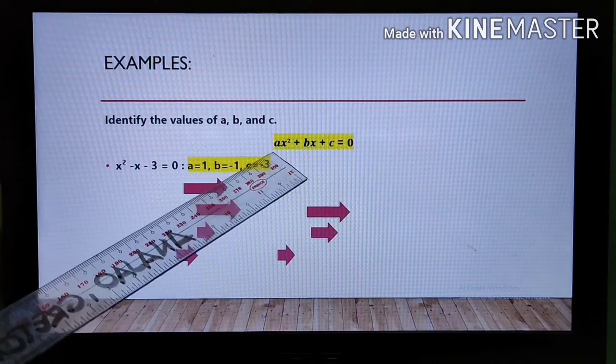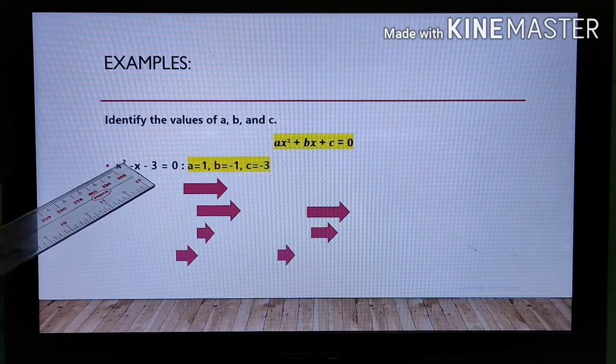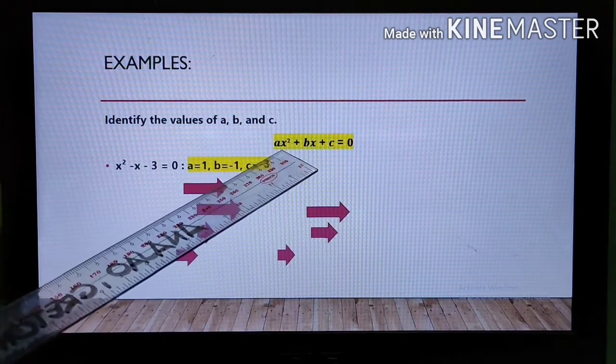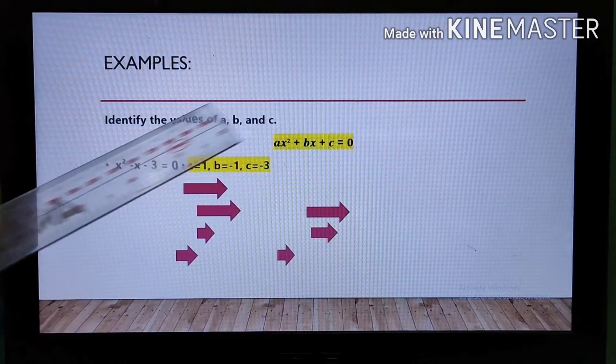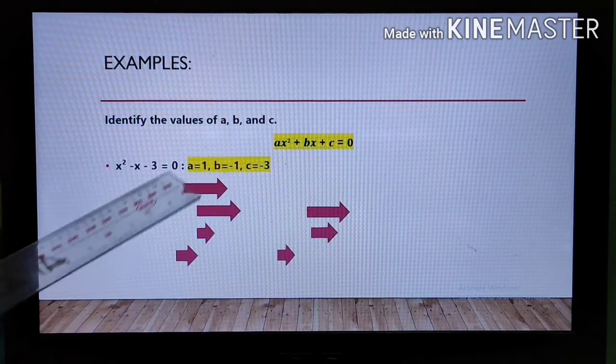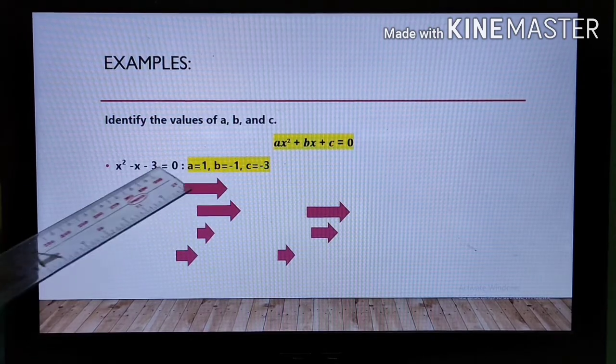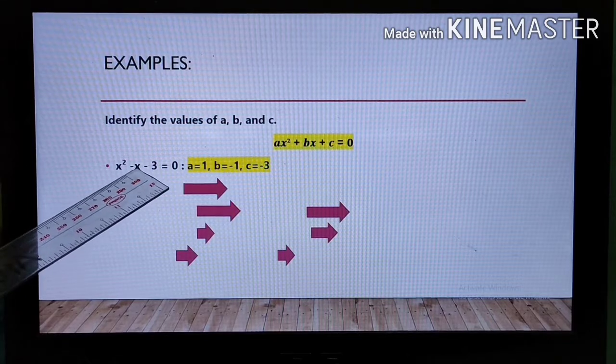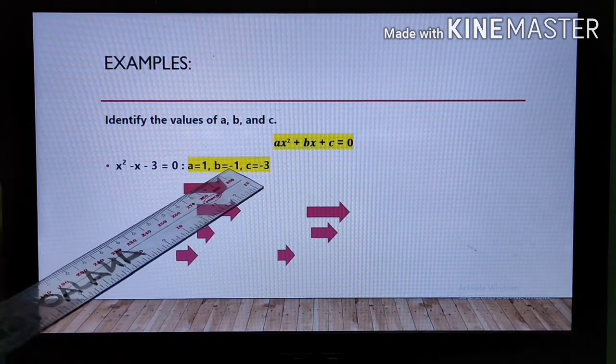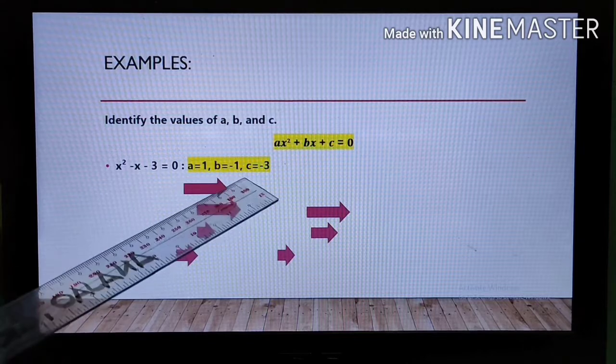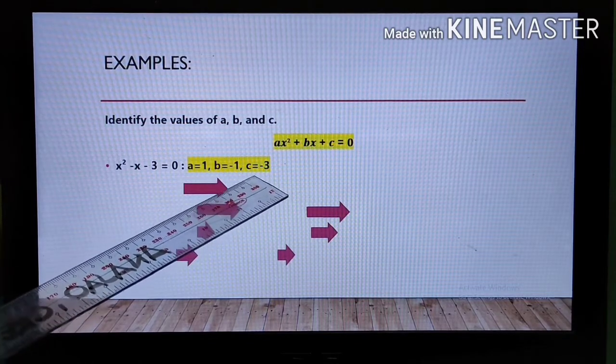So ang value ng a is this one, x squared, mamani siya, diba? Ang katabi ng a is ang variable x squared. So x squared, ibig sabihin, ang value ng a is 1. Then b, negative x, so ibig sabihin ang b is negative 1. Then c is negative 3.